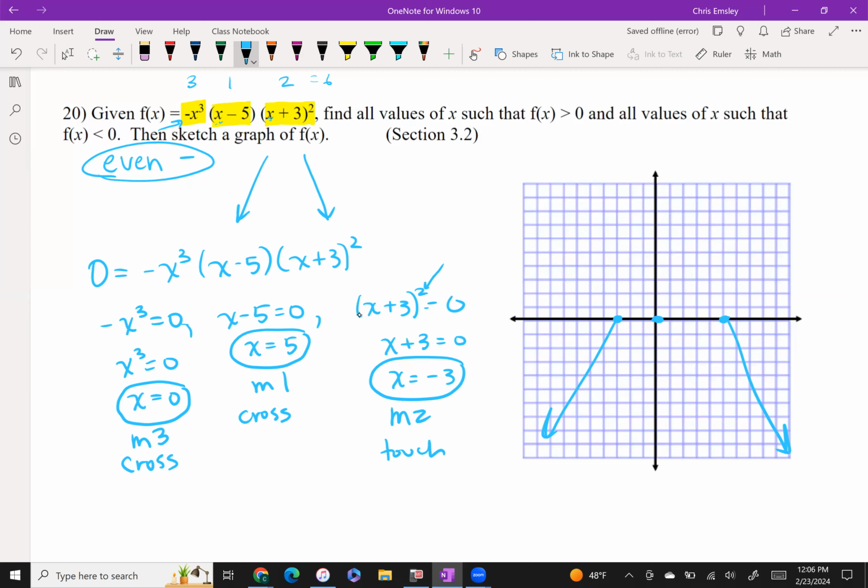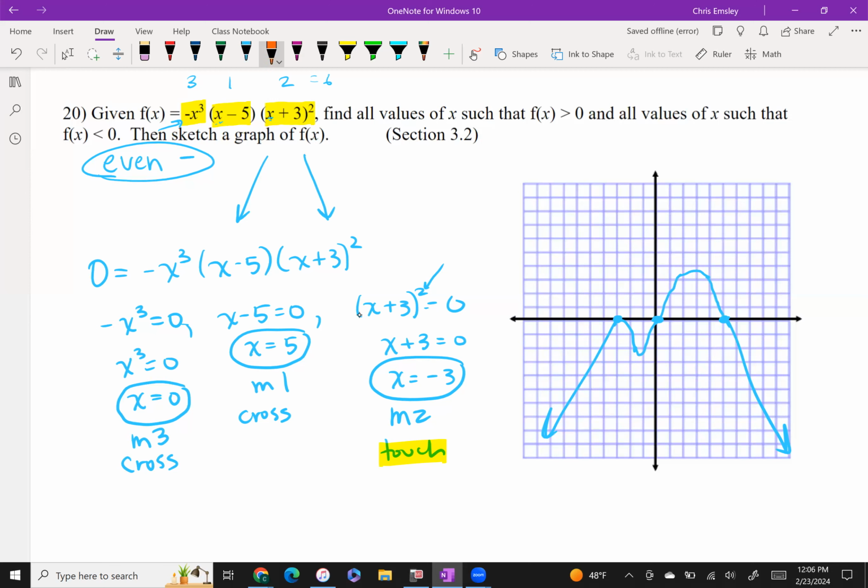And then see what's going on with our multiplicity. We are touching or bouncing at x equals -3. So we're not going to cross through. We're going to turn around and come back down. And then where do we go next? Once you do your cross or your touch, you always have to go to the next intercept. So we got to go up here. At 0, we're going to cross. And then we have to go to that next intercept. So we got to turn around and come back down. At 5, we're going to cross. And there's our graph.